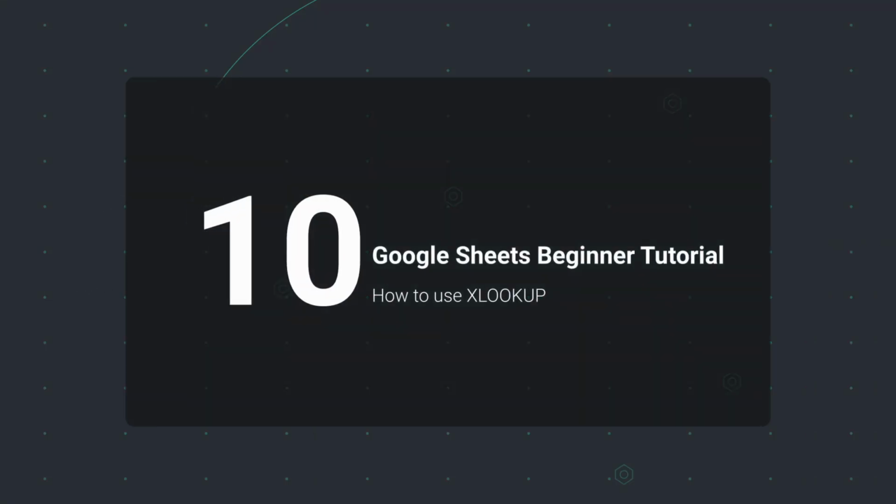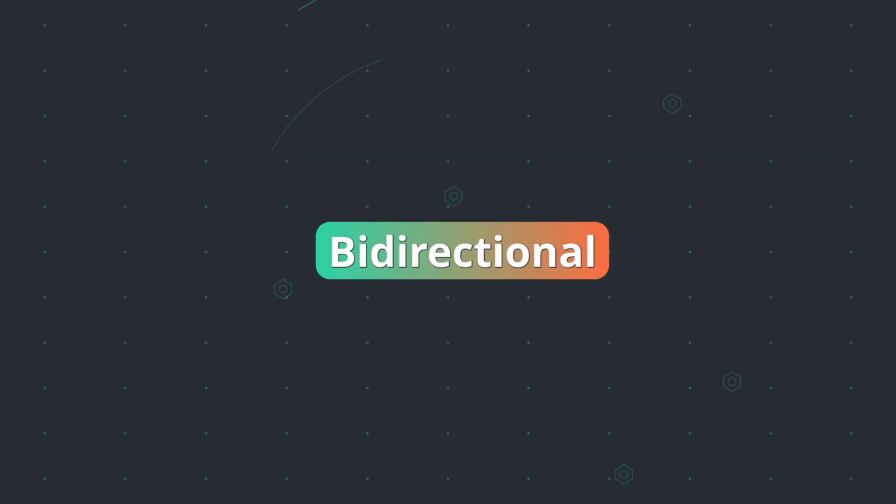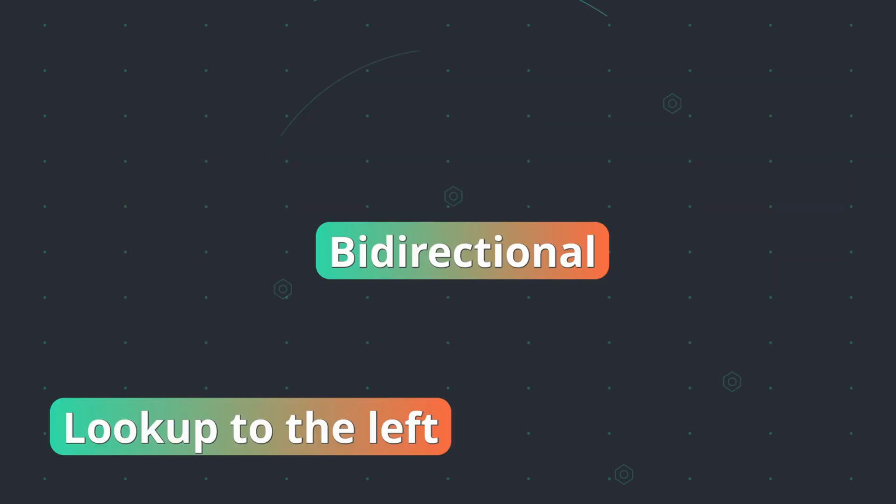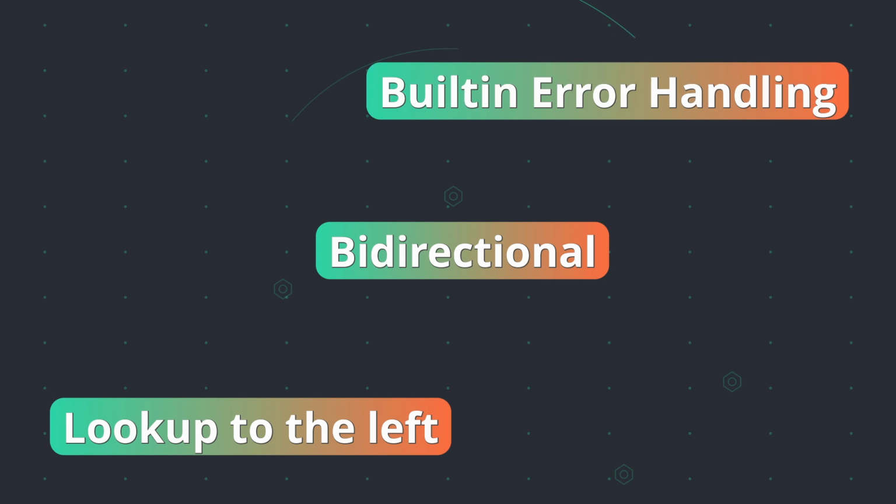In this episode, you will learn XLOOKUP, Google Sheets' newer and more powerful lookup function than VLOOKUP. I will show you why it's better by demonstrating bidirectional lookups, finding data to the left of your search column, and handling errors automatically without extra functions. You will see how XLOOKUP solves VLOOKUP's biggest limitations with cleaner, simpler formulas. If you want to upgrade your lookup skills, stick around.